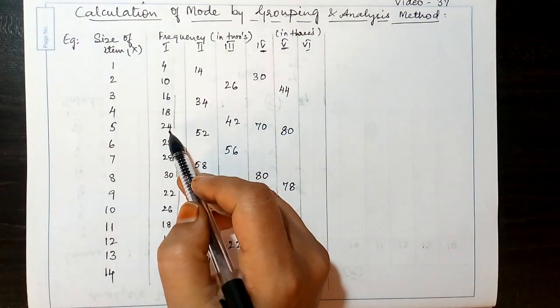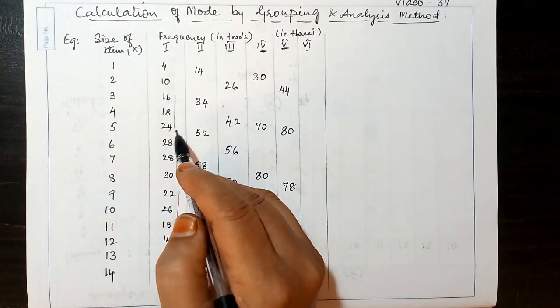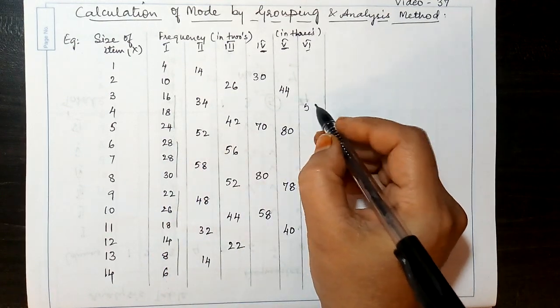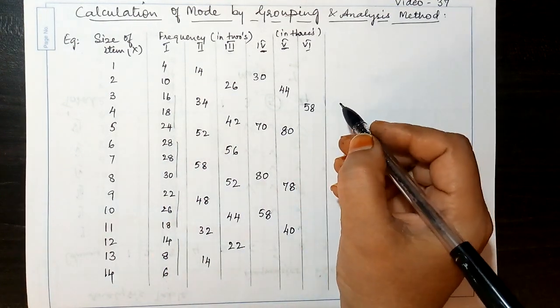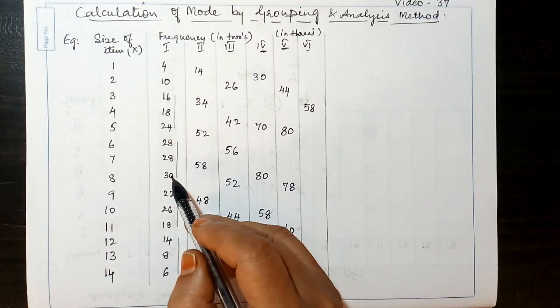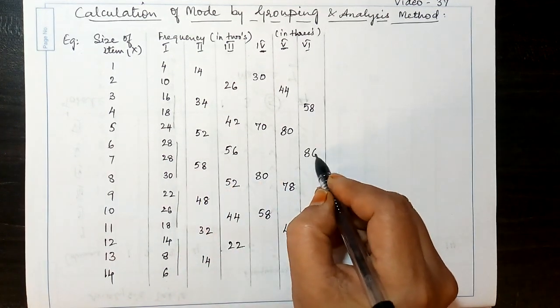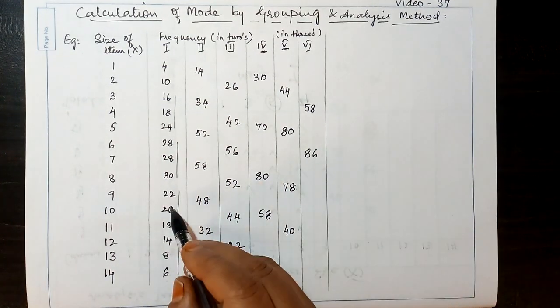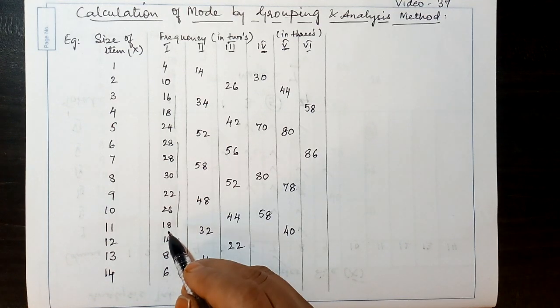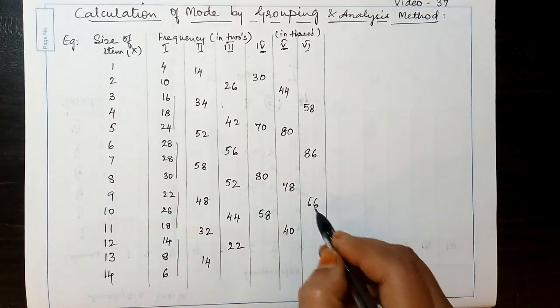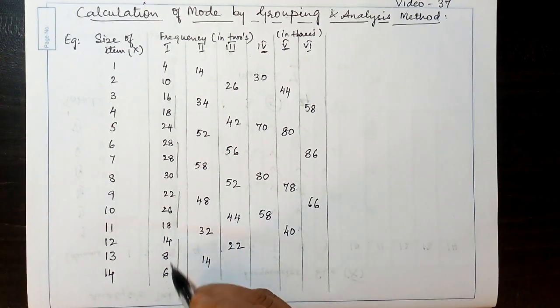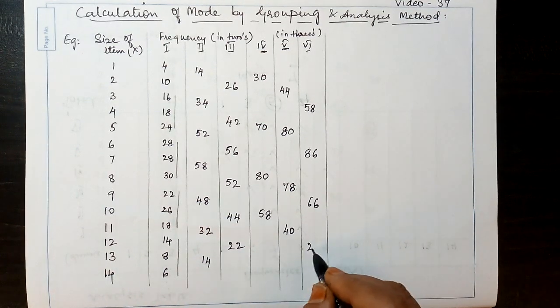So 16 plus 18 plus 24 gives us 58. Right. Then we have 28, 28 and 30, which is equal to 86. Then we have 22, 26, 18. So this gives us 66. And 14 plus 8 plus 6 gives us 28.